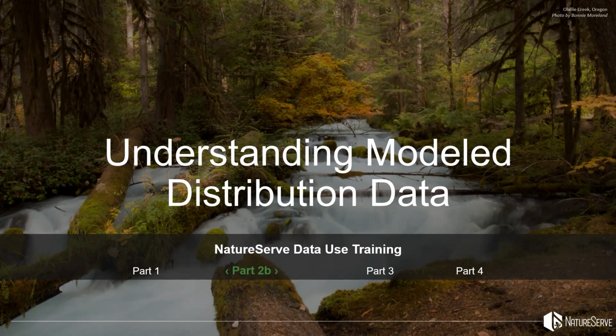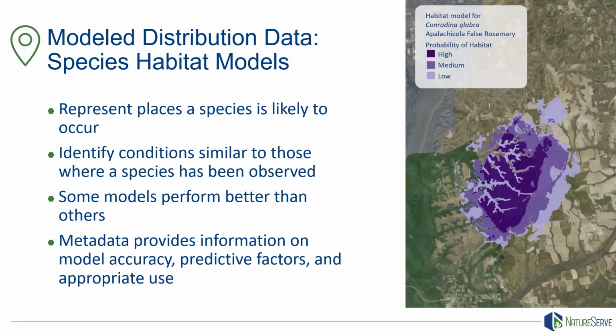NatureServe defines habitat as the combination of resources and environmental conditions that promote occupancy, survival, and reproduction by individuals of a species within its range. Our habitat models map where on the landscape those environmental conditions exist. Put a little bit more simply, our mapped model outputs identify places where a species is more or less likely to occur. An example is shown at the right. Here, we've mapped areas of low, medium, and high probability habitat for Apalachicola false rosemary, an imperiled plant.